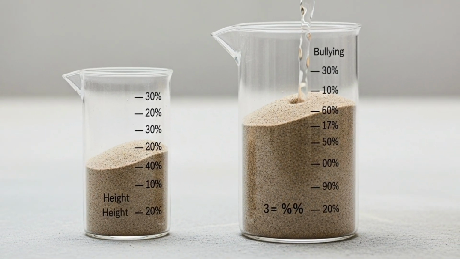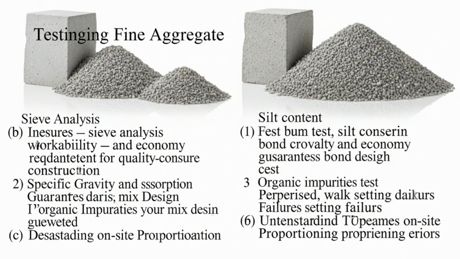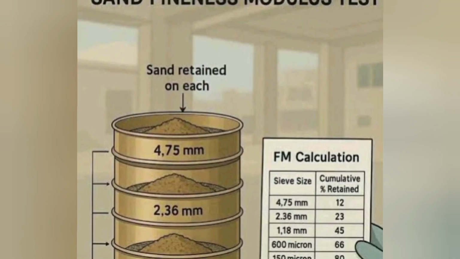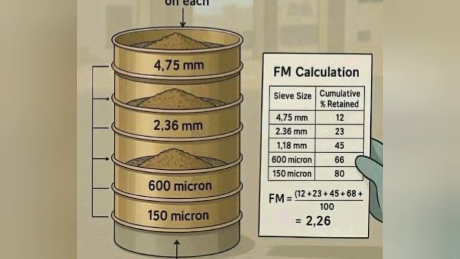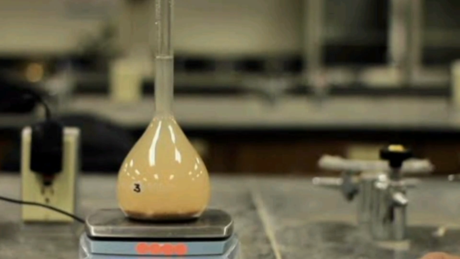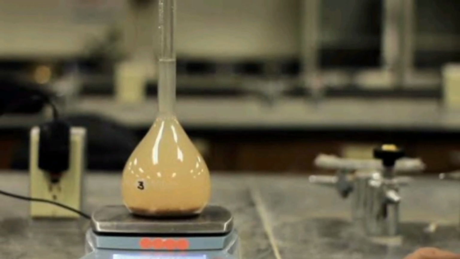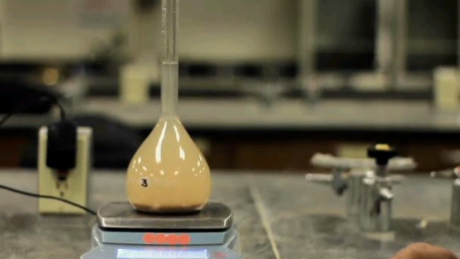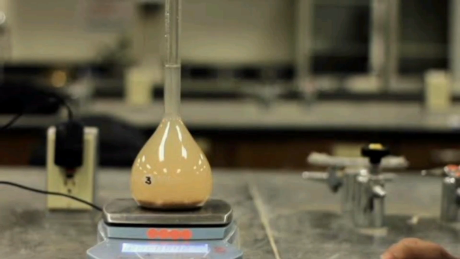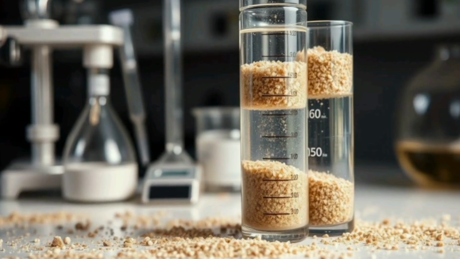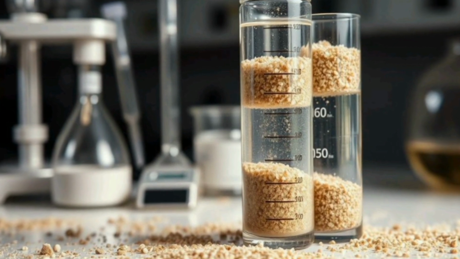In conclusion, testing fine aggregate is not a luxury. It is a fundamental requirement for quality-conscious construction. Each test tells a vital part of the story. The sieve analysis ensures workability and economy. The silt content test guarantees bond strength. The specific gravity and absorption tests feed into your precise mix design. The organic impurities test prevents setting failures, and understanding bulking prevents on-site proportioning errors.